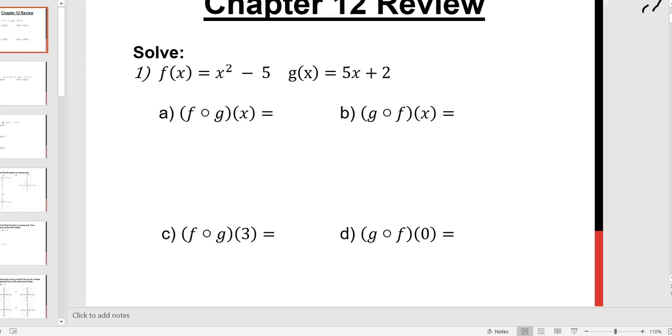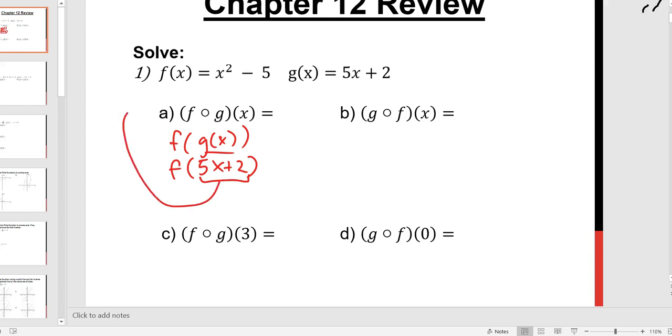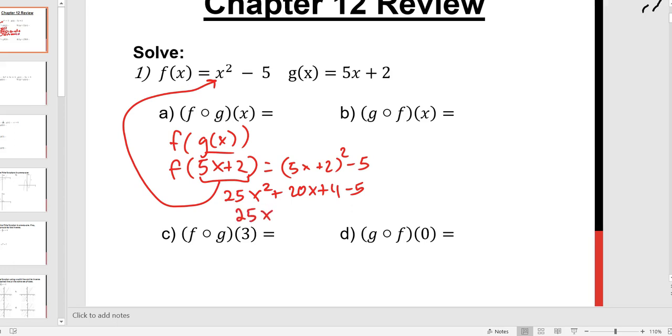Okay, so for these first questions, we're going to do f of g of x. That's f of, replace the g of x with 5x plus 2. Now this 5x plus 2 gets plugged into the f function. So this becomes 5x plus 2 in place of the x squared minus 5. Distribute that out. 25x squared plus 10x, and 10x is 20x, plus 4 minus 5, so 25x squared plus 20x minus 1.